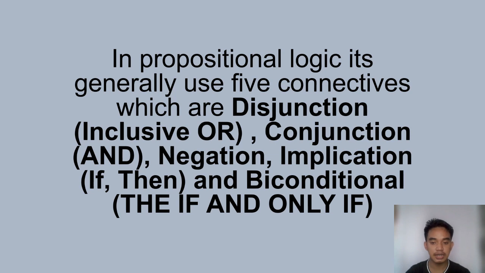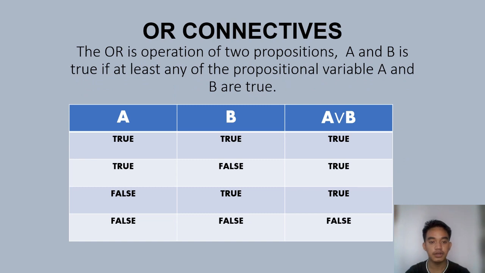In propositional logic, five connectives are generally used, which are disjunction, conjunction, negation, implication, and biconditional. Let's talk about the connectives one by one. The first one is the OR connective.